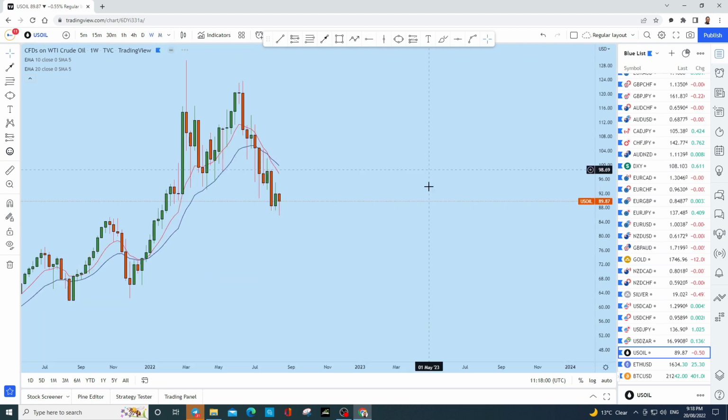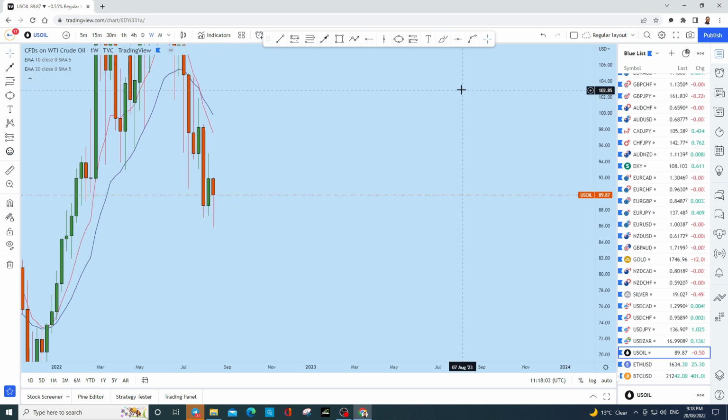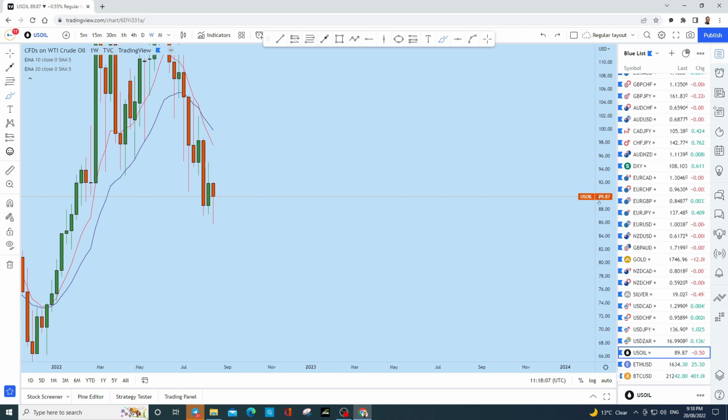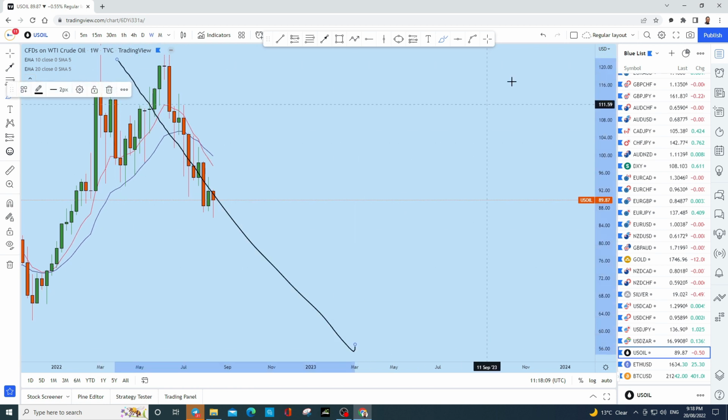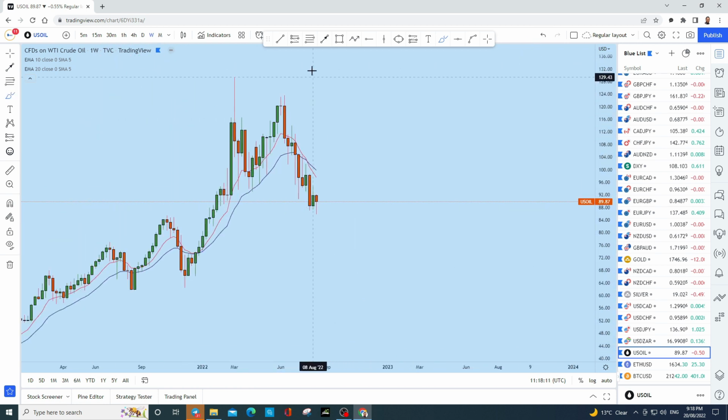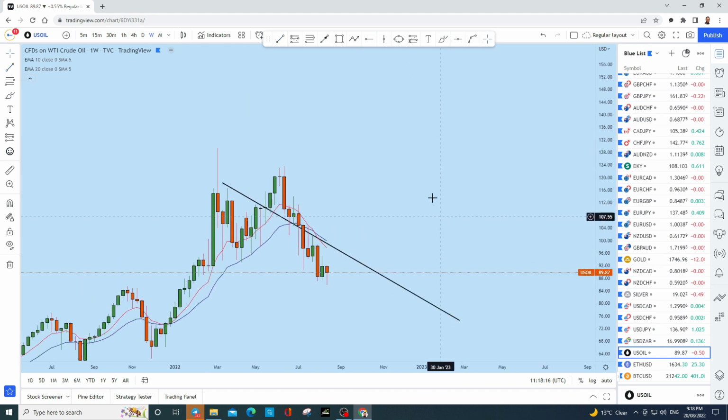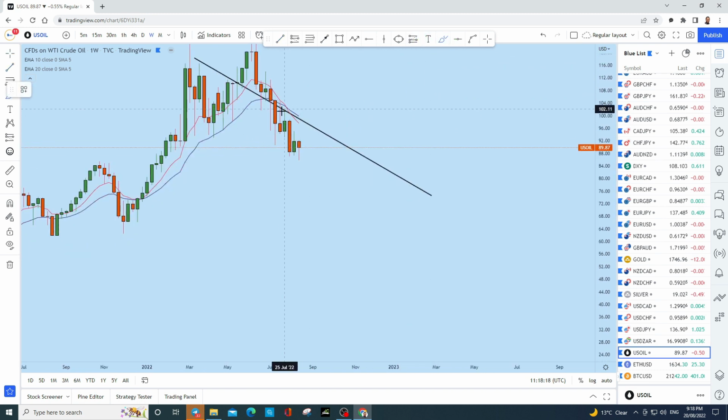Now looking at the weekly, this is another strong bearish price action. Why? Because if you look at the weekly price action, it's a strong downtrend. There is a head and shoulder here. You can see this is the head and shoulder, and all the time this prediction came true. This support here acted as a resistance and has broken down with this red candle.